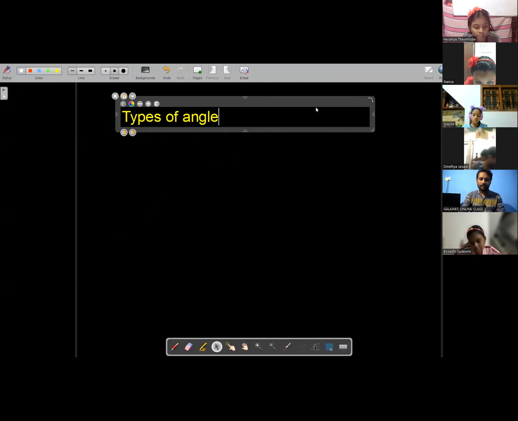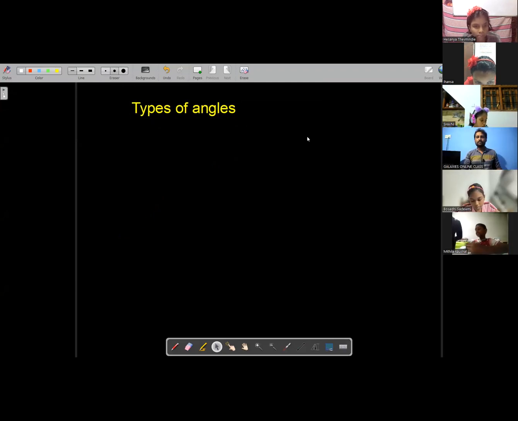Types of angles. Right, that's a special part, okay, important part of this lesson.